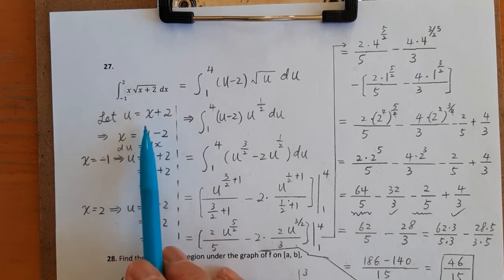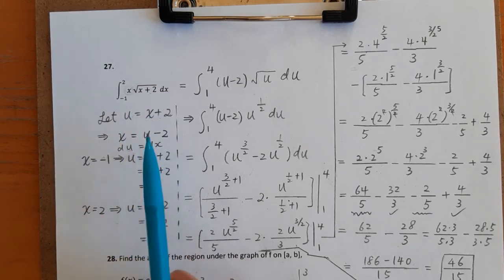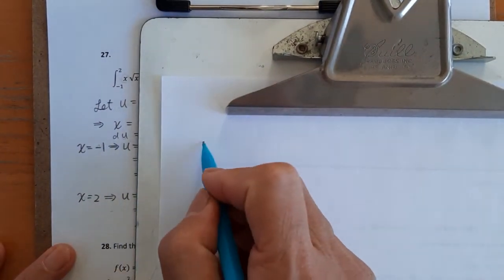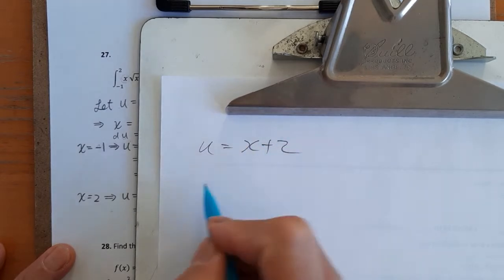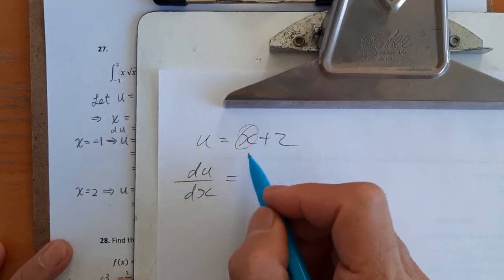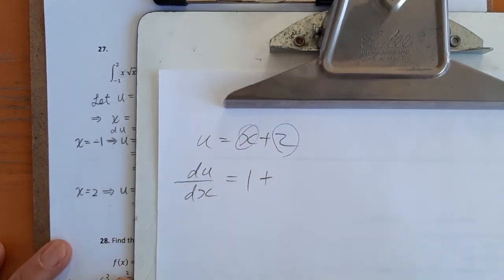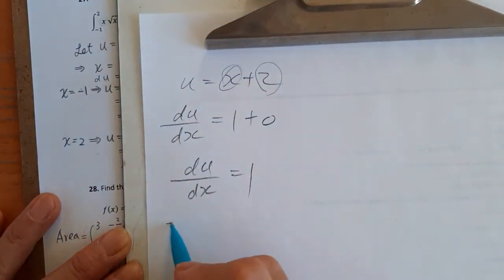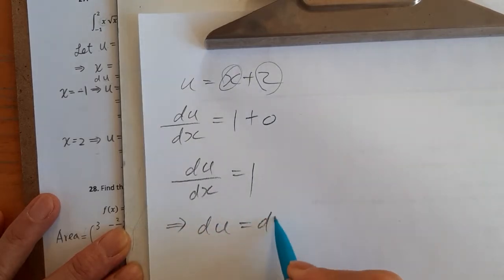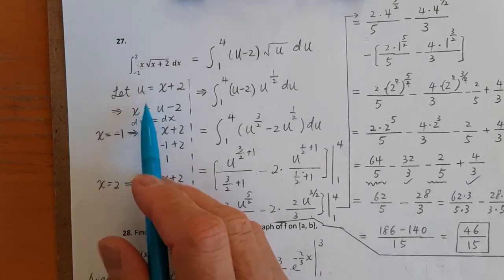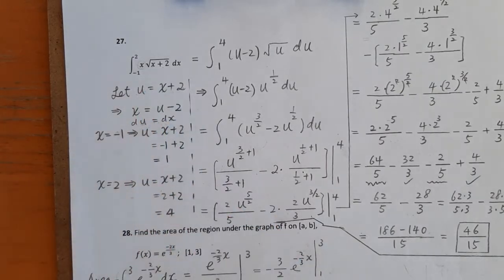du/dx equals 1, then du equals dx. Let me show you. You let u equal x plus 2. Then you take du/dx. The derivative of x is 1, and the derivative of the constant term 2 is 0. So du over dx equals 1. Therefore, du equals dx.